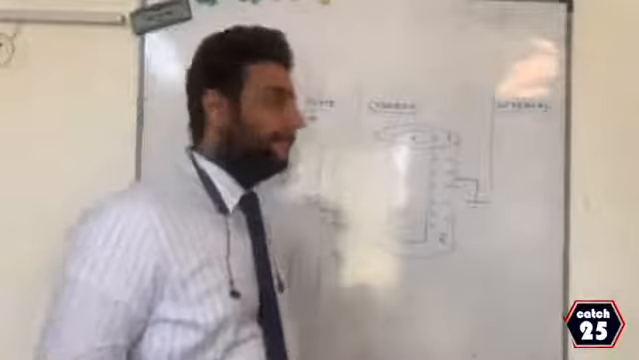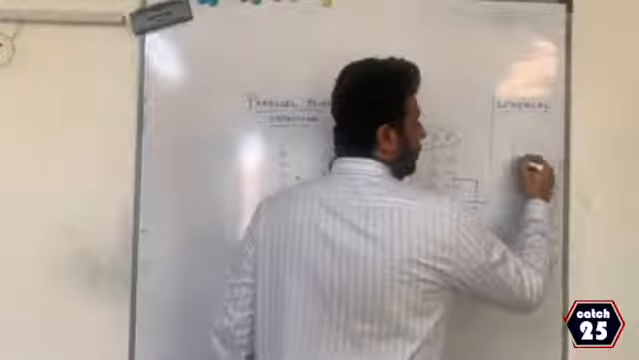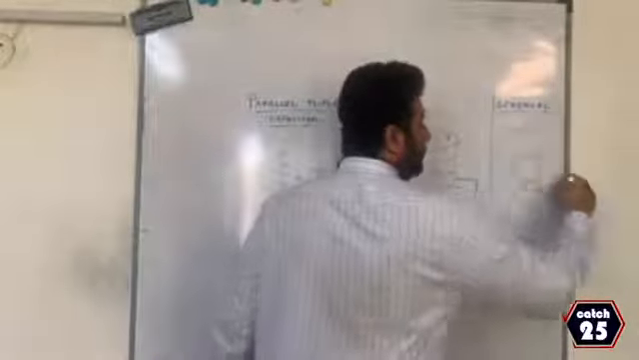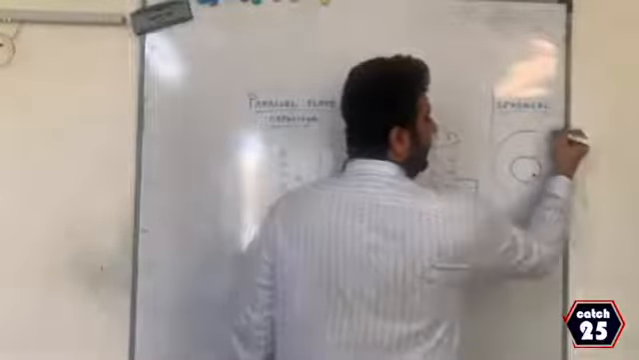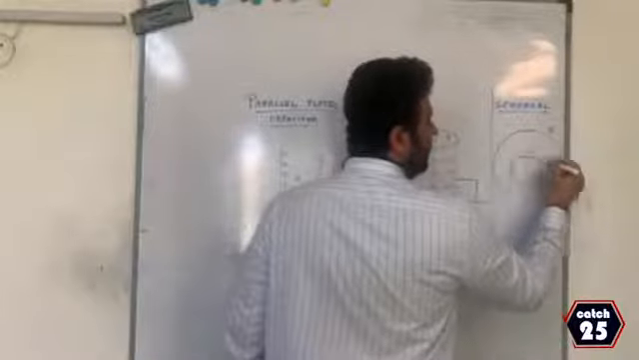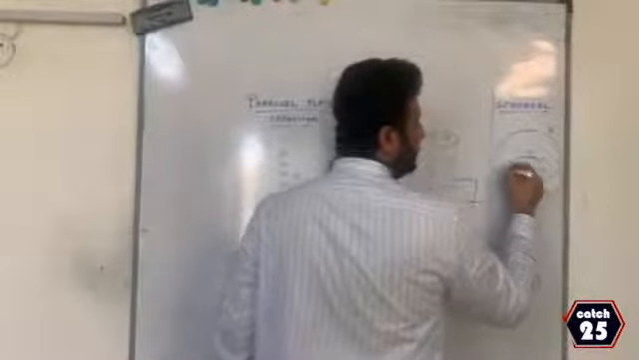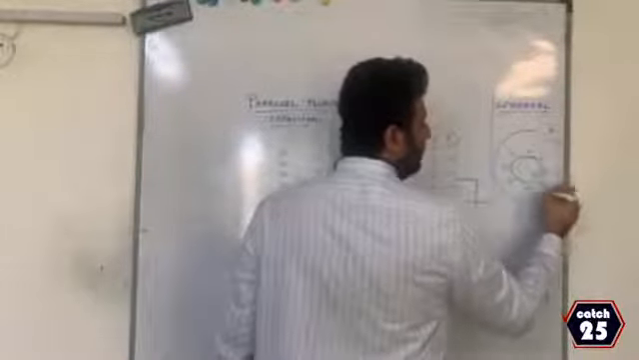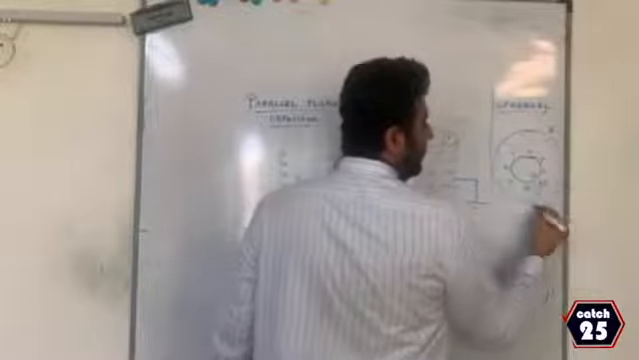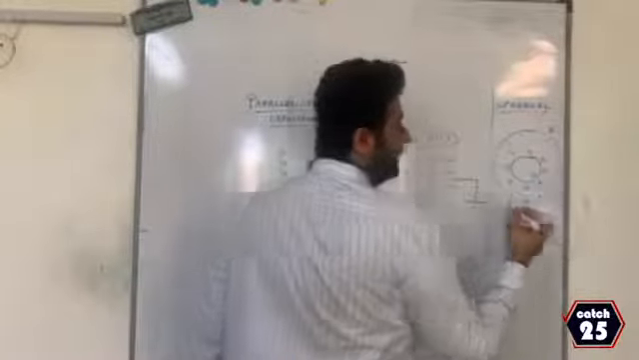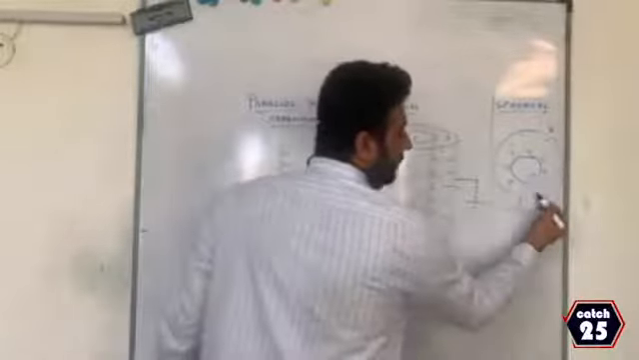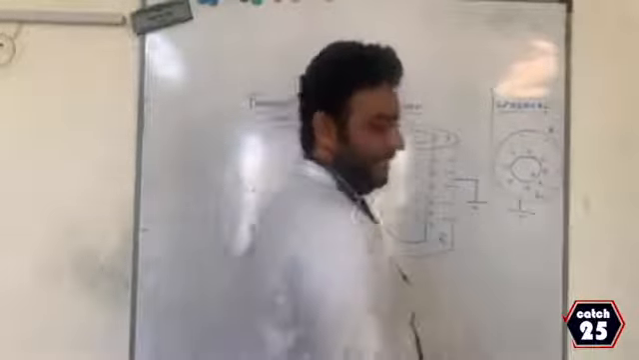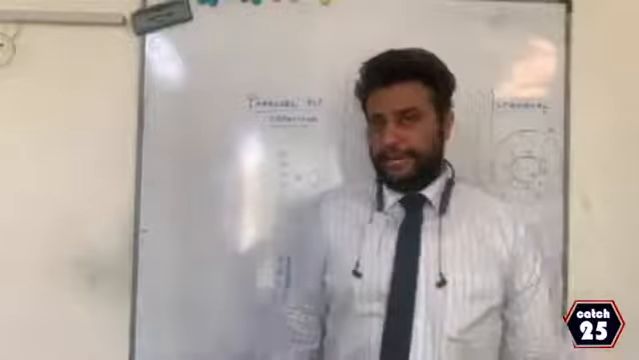Now spherical capacitor, same way, two spheres. This will be concentric spheres, again with the same center, A and B. This will have positive charge, this will have negative charge, and the negative plate is grounded. Again, if you notice, nothing between positive and negative except dielectric K. K is called the dielectric constant.